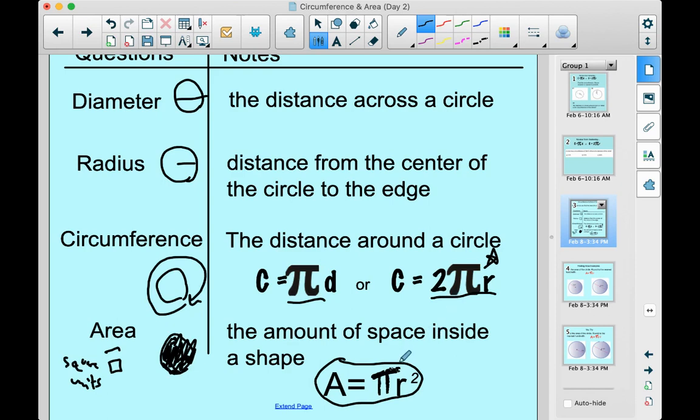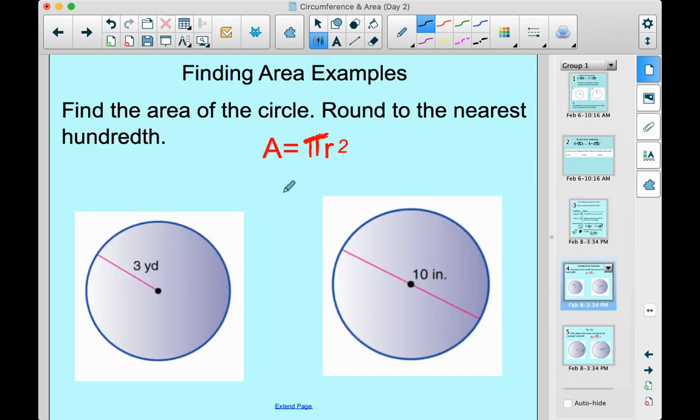Okay, so if we remember that they have the same pieces, but with area, the 2 is an exponent, the radius squared, whereas with circumference, it's just being multiplied by 2. Okay? The way I like to remember that is area is measured in square units, so that's the one where we're squaring the radius. And again, remember, to square a number means to multiply it by itself.